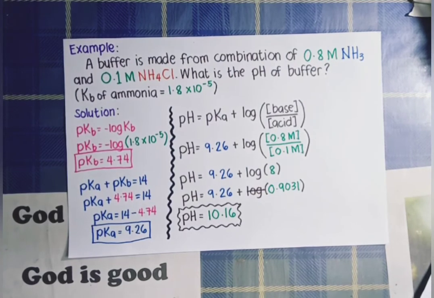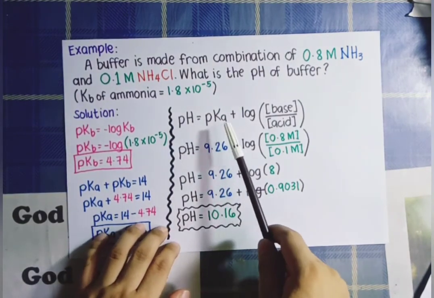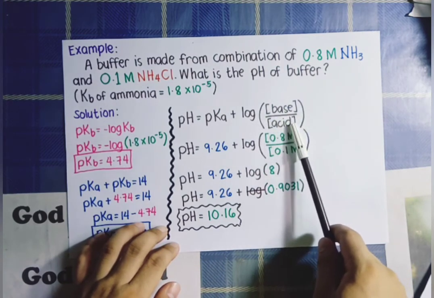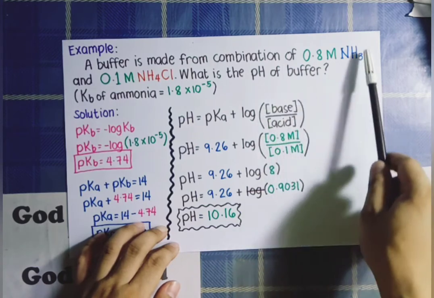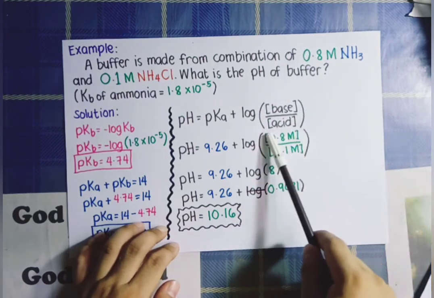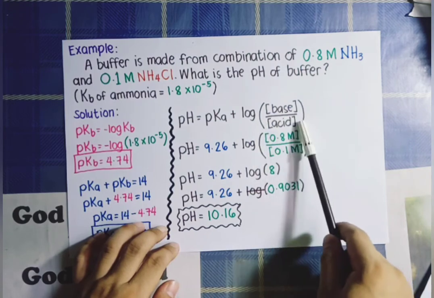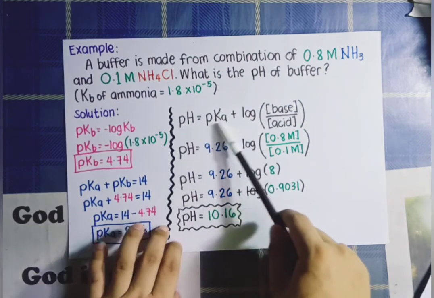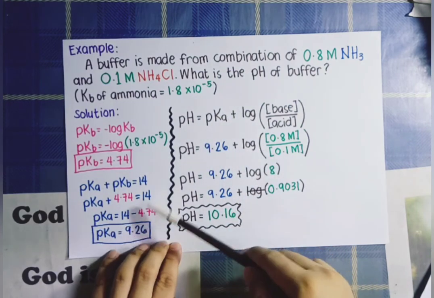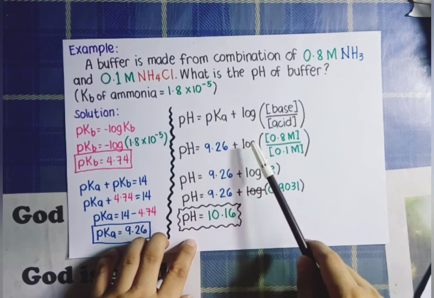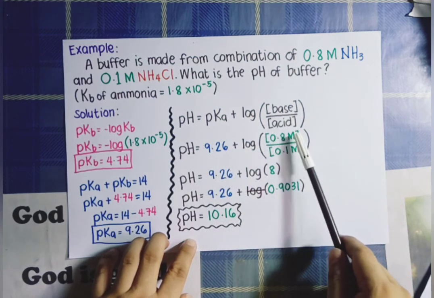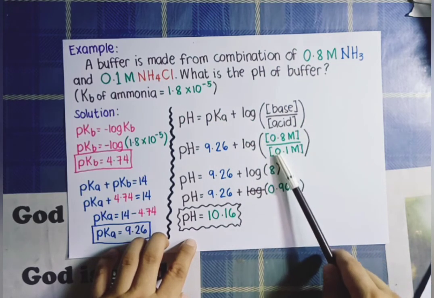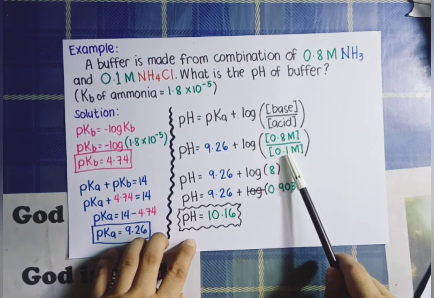Now, we can substitute this value to our Henderson-Hasselbalch equation. Again, the Henderson-Hasselbalch equation is pH is equal to pKa plus logarithm of the molar concentration of base over the molar concentration of acid. In this case, the molar concentration of our base here, ammonia, is 0.8 molar. And the molar concentration of our acid here, ammonium chloride, is 0.1 molar. Now, our pKa here is 9.26. Okay? So, pH is equal to 9.26 plus logarithm of 0.8 molar divided by 0.1 molar.